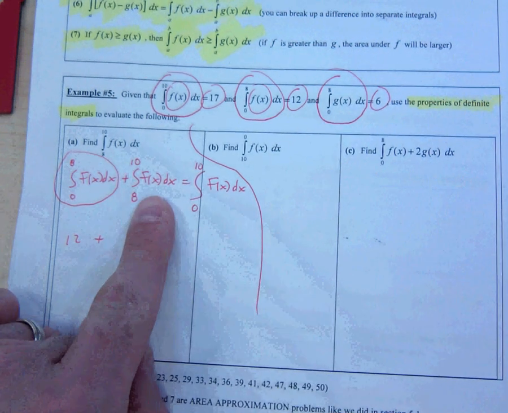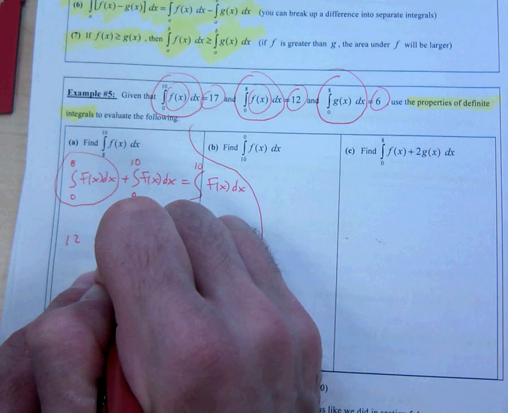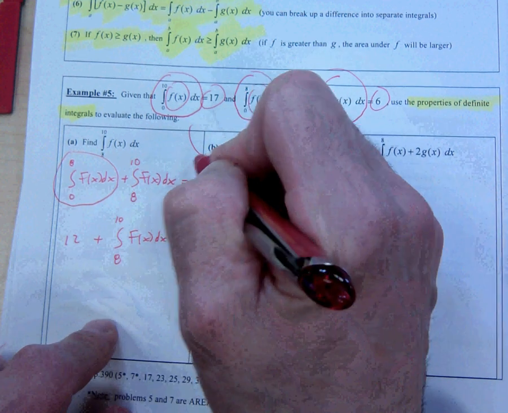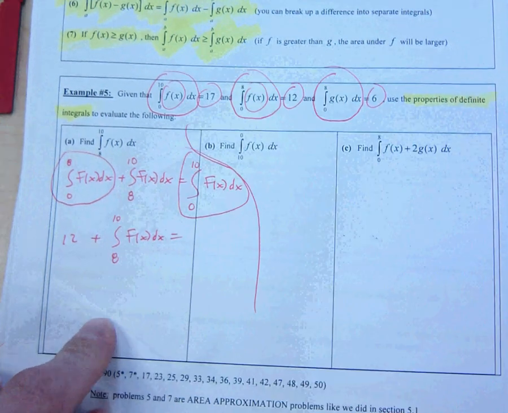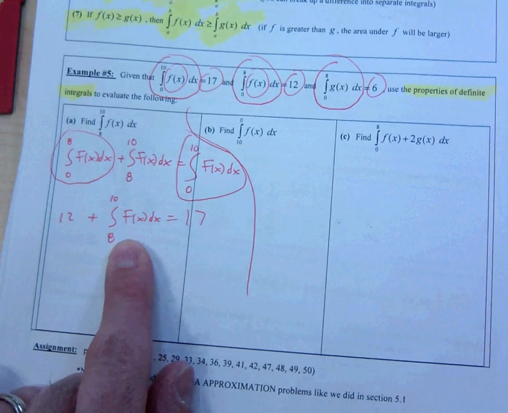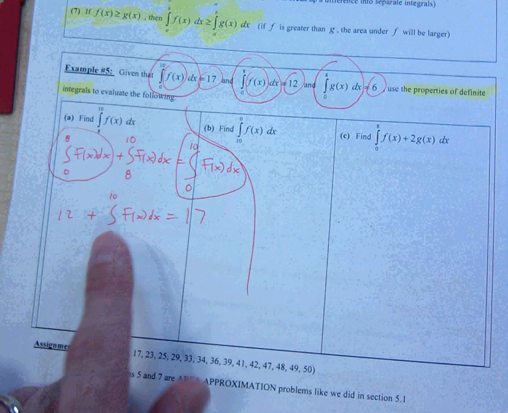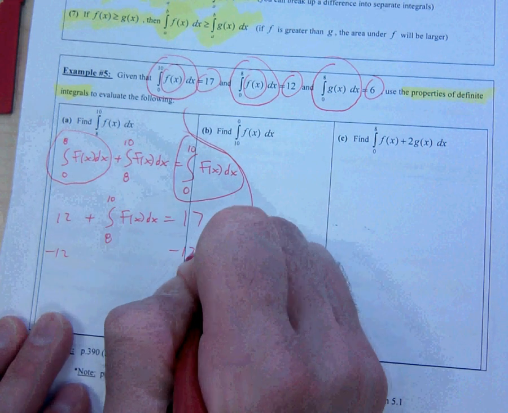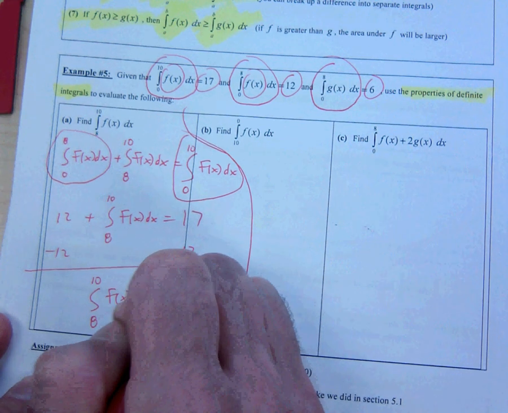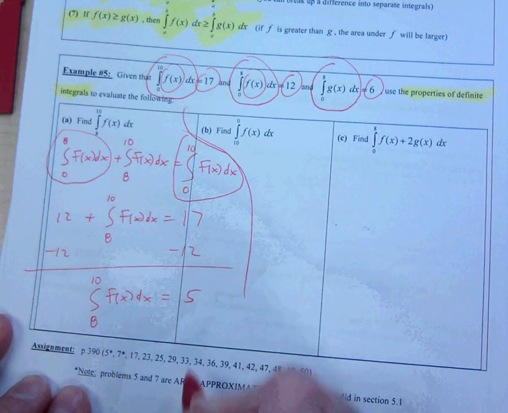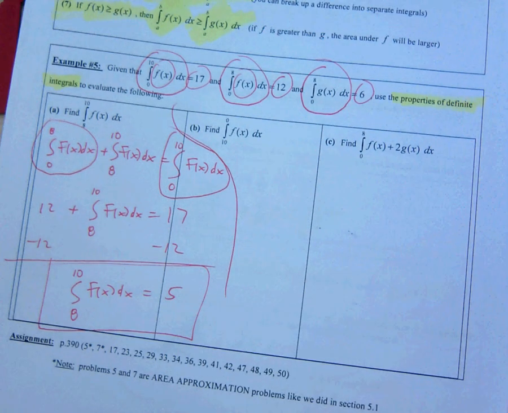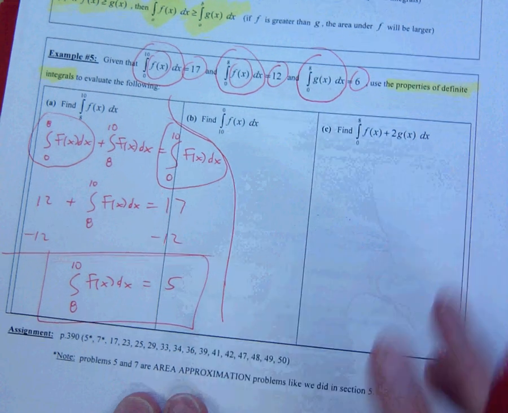This is what I'm looking for, isn't it? So leave that alone. And then do I have this? Yeah, that was given to be 17. So, can I solve for that now? What do I do to solve for that then? Subtract 12. And I get that the integral from 8 to 10 is 5. Not too bad, is it? No? Okay.